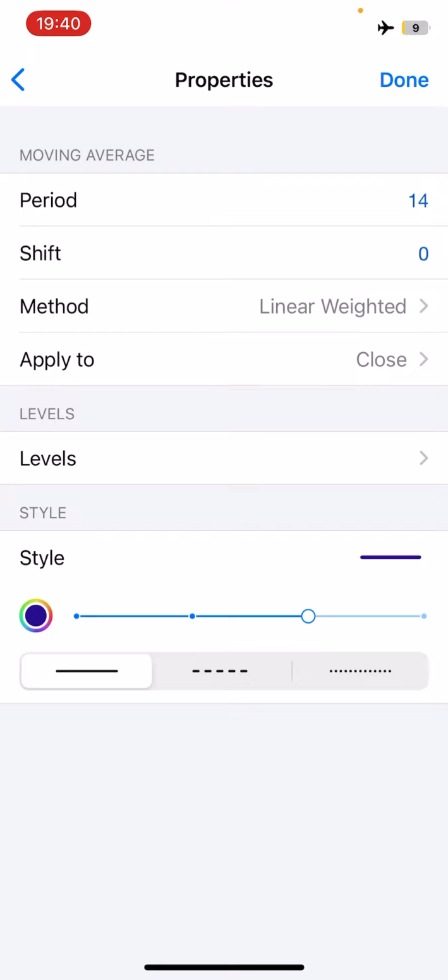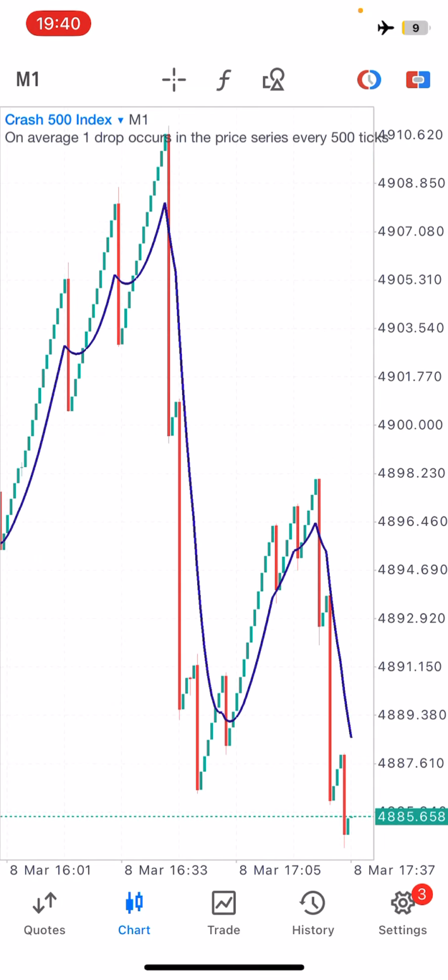The shift is going to be 0. The method is going to be linear weighted. Apply to close, and then the color, you can pick any color of your choice. I chose blue for this one, and I'm going to click on done, and I have that blue moving average running across my charts.